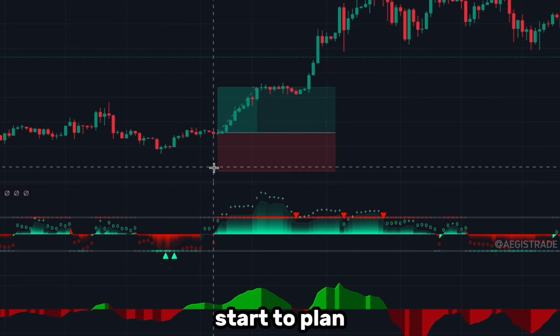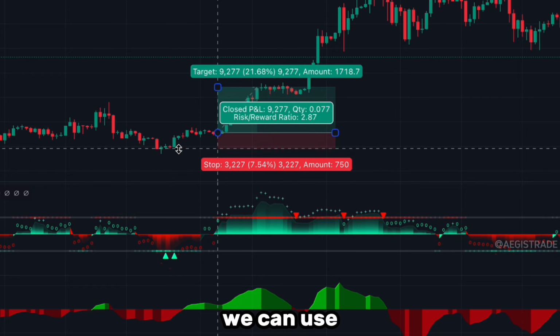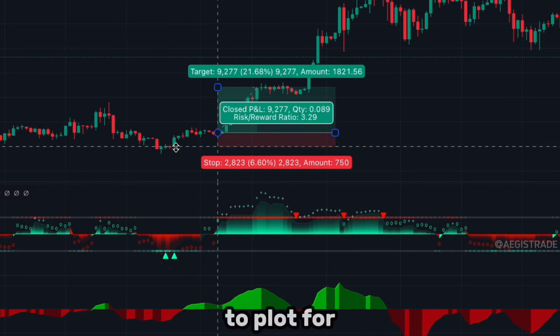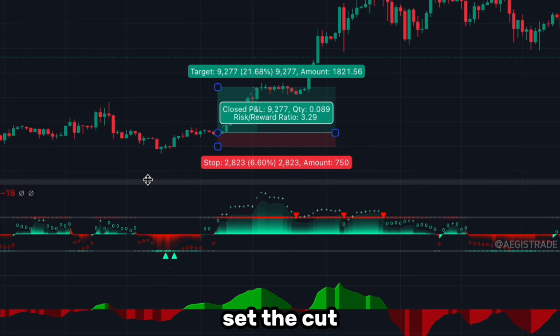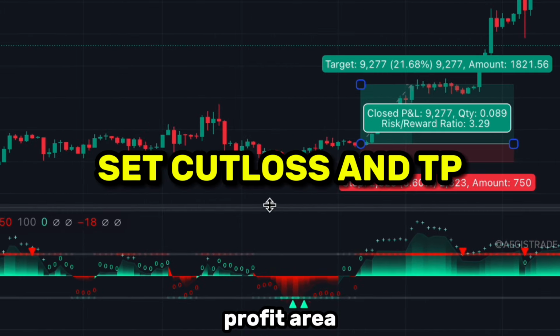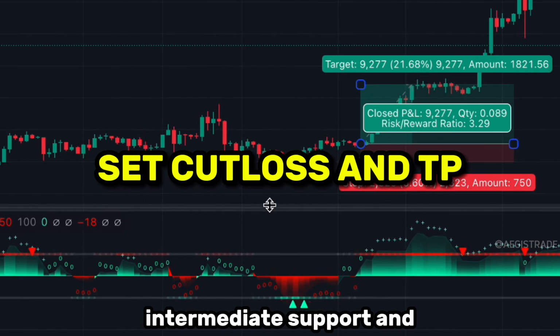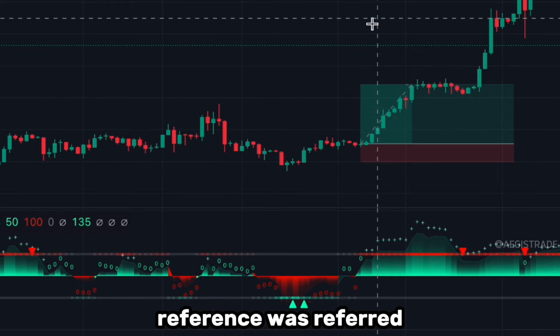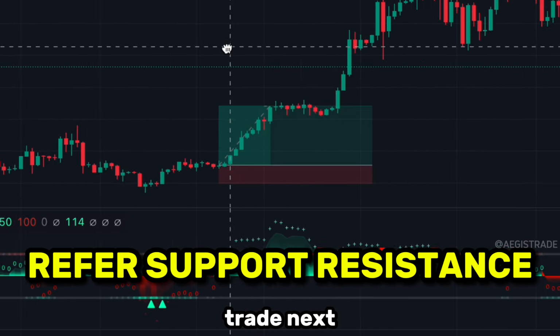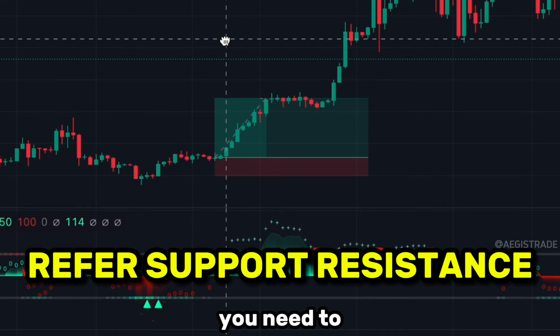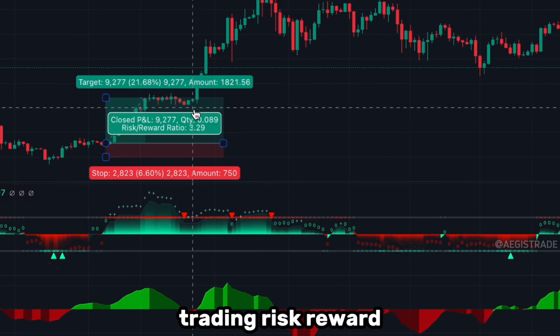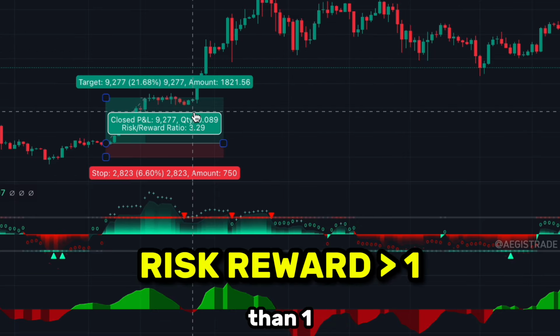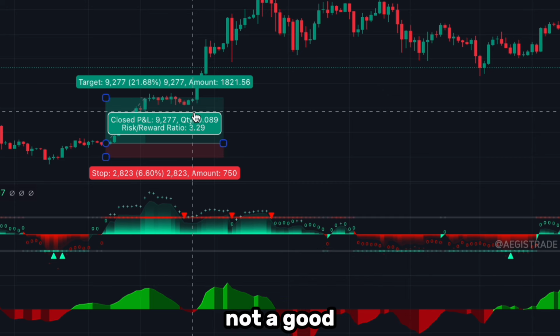So we can start to plan for our trade. We can use risk-reward projection to plot our plan, set the cut loss and take profit area referring to the intermediate support and resistance. This is to ensure a good reference is used to plan our trade. Next, you need to ensure that your trading risk-reward ratio must be more than 1. If it is less than 1, it is relatively not a good trade.